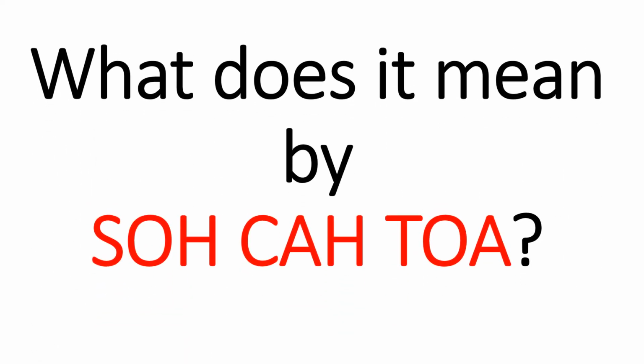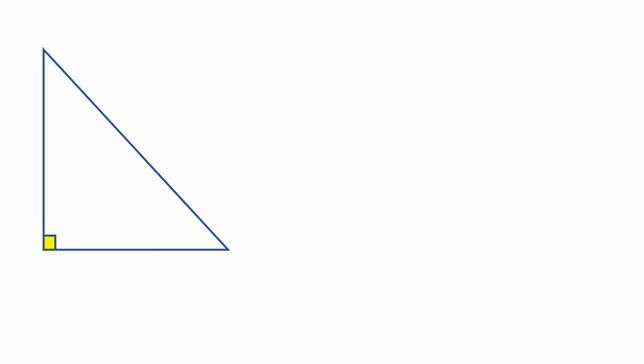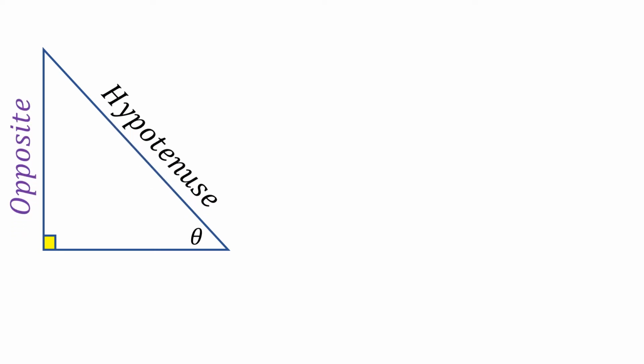What does it mean by SOHCAHTOA? SOHCAHTOA are trigonometric ratios that involve the different parts of a right triangle, and these are the given angle, which we will denote as theta, and then the hypotenuse, the opposite side of the angle, and the adjacent side of the angle.